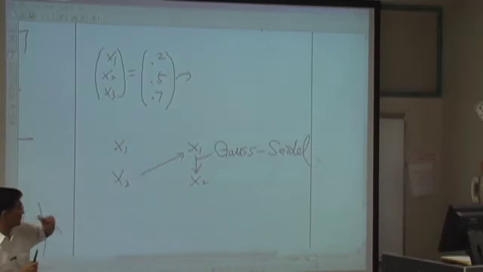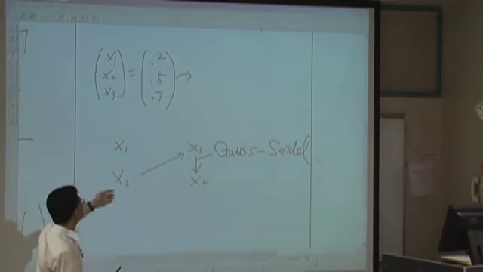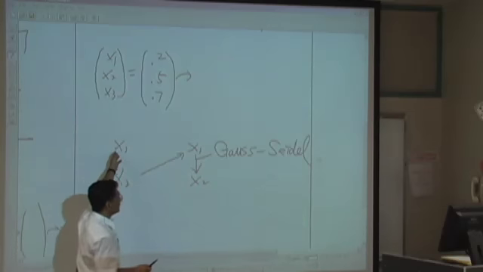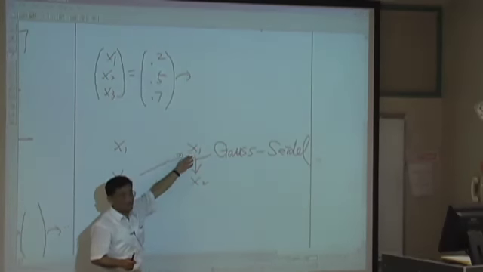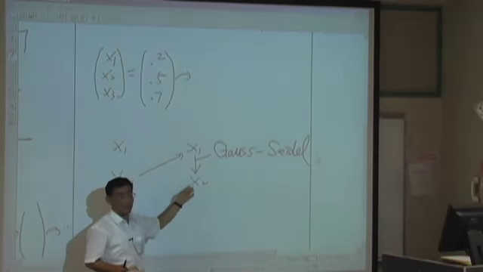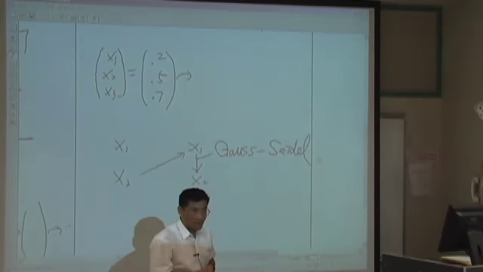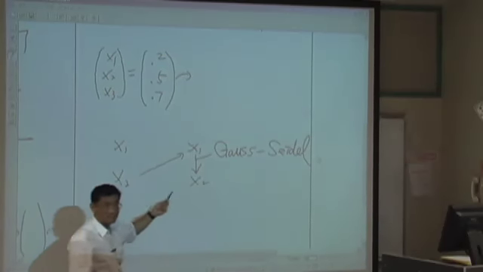So instead of using the old one, whenever a new number is there, then use the new number. And in fact, what is easier to program in a real situation? Gauss-Seidel is easier to program.